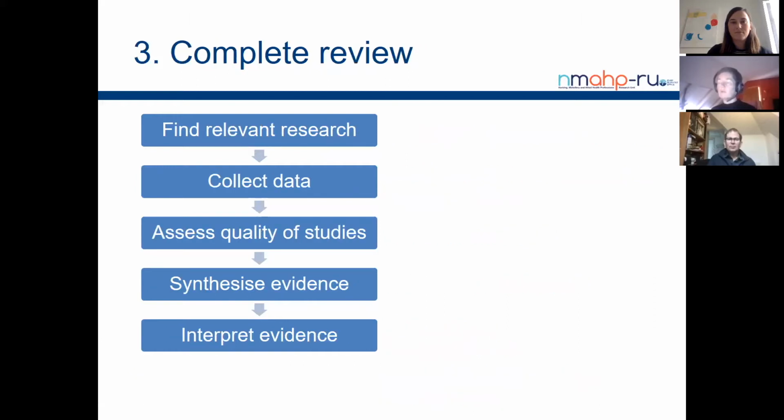So then you're on to the third stage, which is conducting your review. Because you've written your very detailed protocol, then it's just a matter of working through the stages. You've said exactly what you're going to do. So you work through each of the stages, doing what you said you would do, recording the results as you go, and then you write that up at the end.